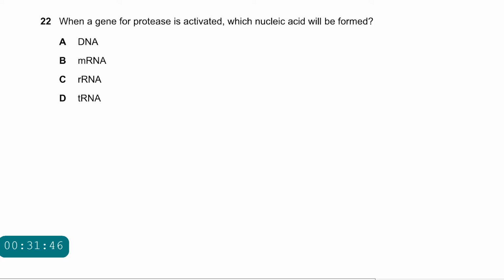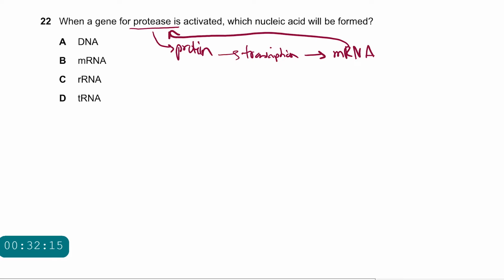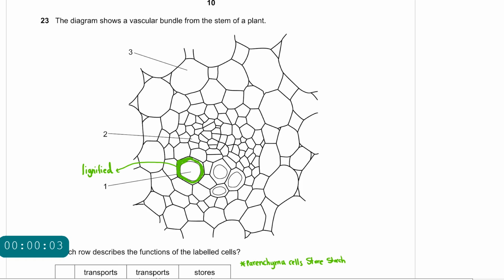22. When a gene for protease is activated, which nucleic acid will be formed? Okay, so we know that if the gene for protease is activated, it's a protein, and therefore transcription is going to take place. Transcription happens when mRNA is formed to go to the ribosome to get translated, to translate that gene into a polypeptide. So the answer is definitely going to be B.